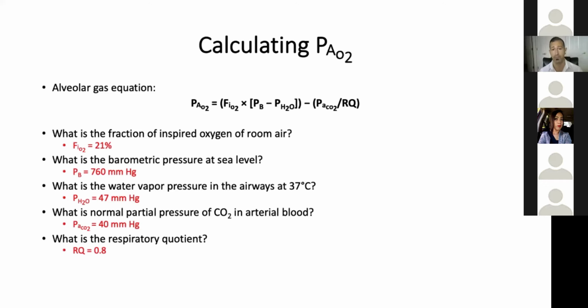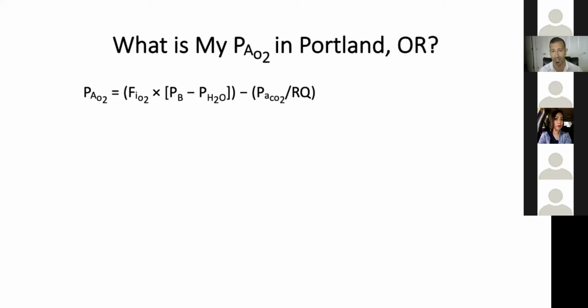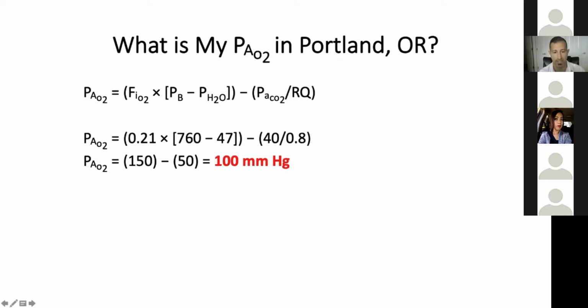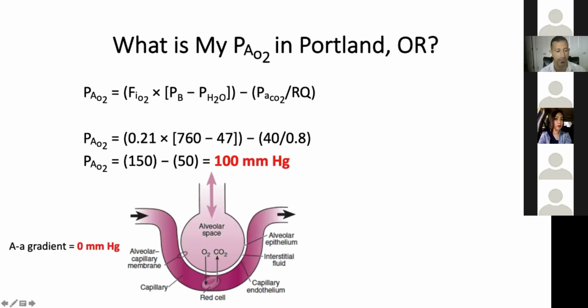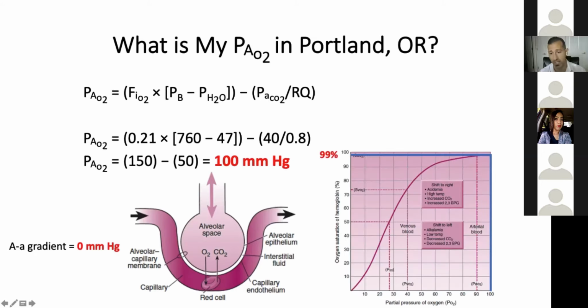So how much oxygen are my lungs seeing here in Portland, Oregon? So we'll plug in the numbers, 21%, 760, 47, 40, 0.8. And we come up with a partial pressure of oxygen in my lungs of around 100 millimeters of mercury. And let's say I have no AA gradient. So whatever my lungs are seeing is diffusing across into my artery. And here we go. That's why I'm at 99 to 100% because my arteries have somewhere close to 100 millimeters of mercury partial pressure of oxygen in them.